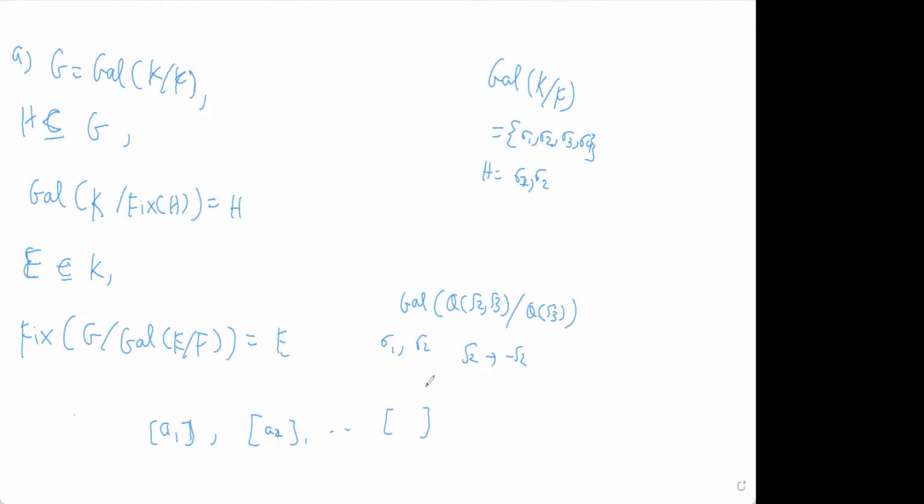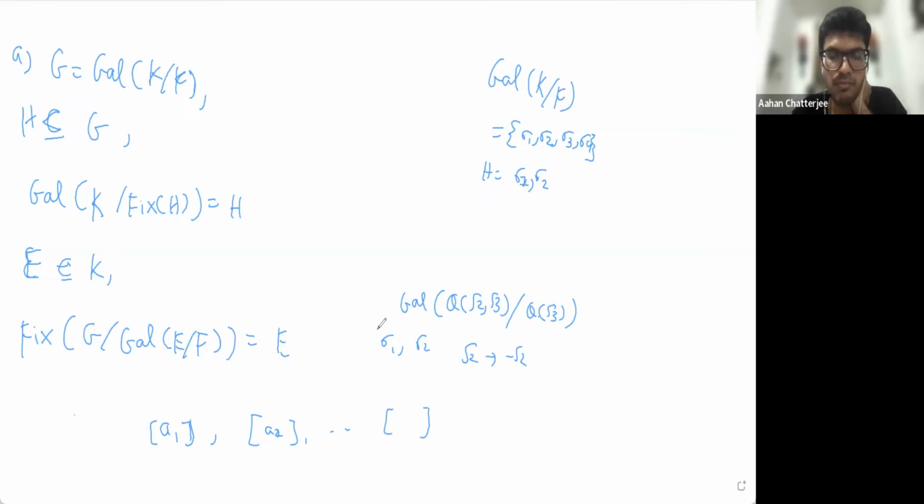So basically, in general, that means we consider a set H of automorphisms, which is a subset of G, and then we look at the subfields fixed by H. And then we look at all those automorphisms which also fix those things which were previously fixed by H.